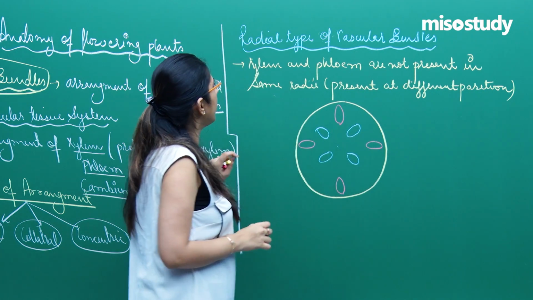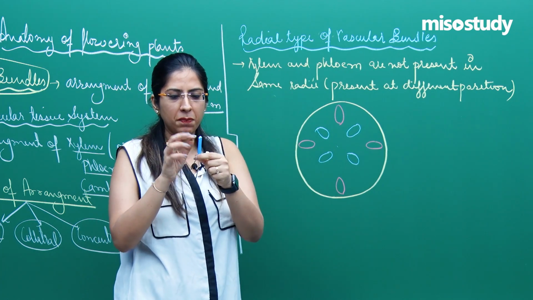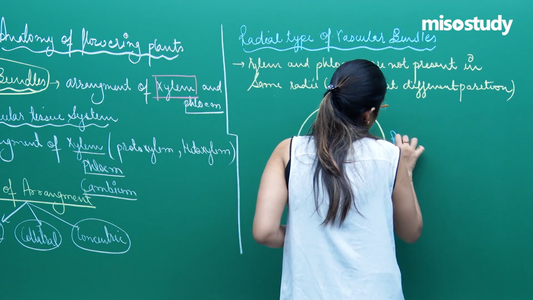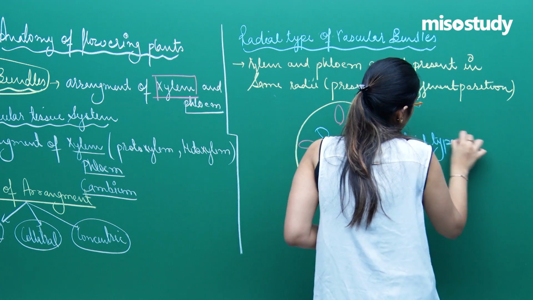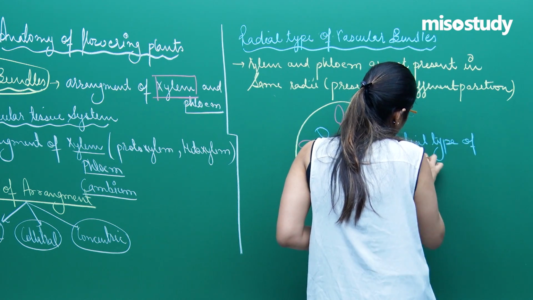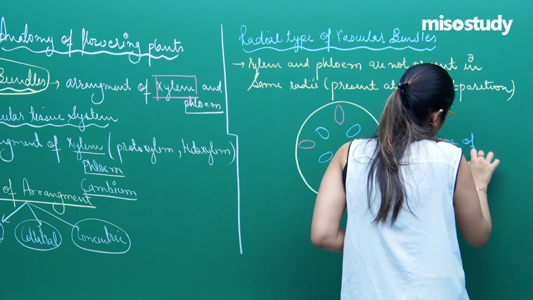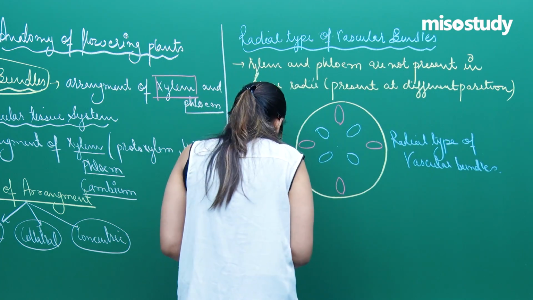On this basis, we have divided these vascular bundles according to their different radii. They are not present at the same position. So this is called a radial type of vascular bundle, and this is the most common type. Now let's talk about the examples of this.